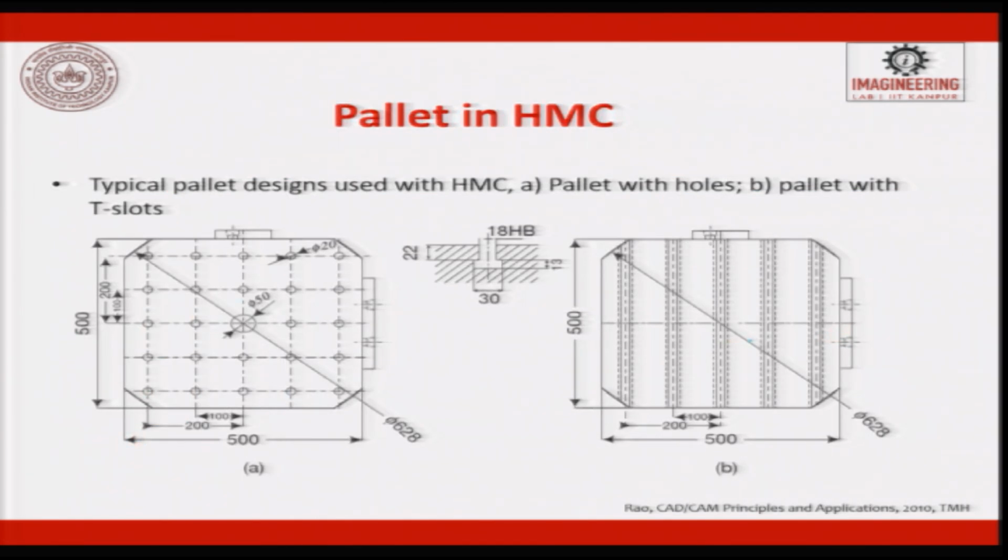So, this is how a pallet looks. In a pallet you can have a pallet with holes, or you can have a pallet with T slots, these are all T slots. When we have these holes, through these holes you can push in a dowel pin and put a part and locate the part on it. So, this is basically helping you to locate a part on a pallet and you know the locations of all the points here.